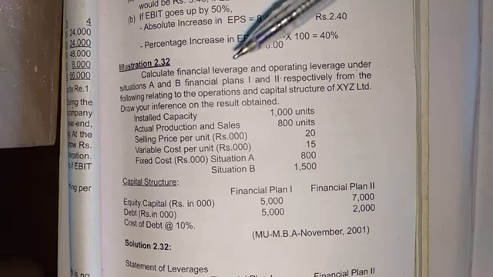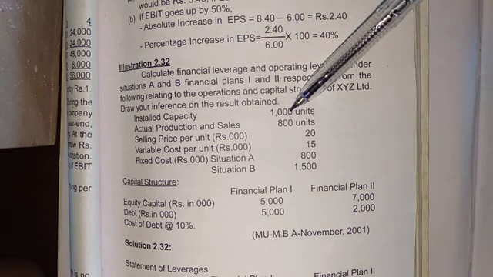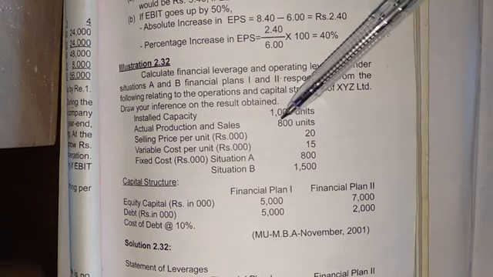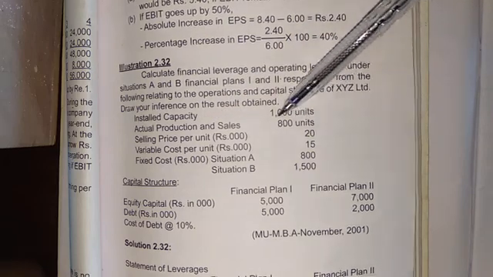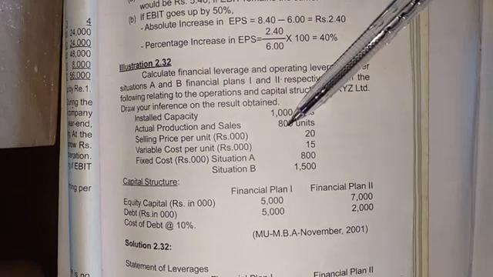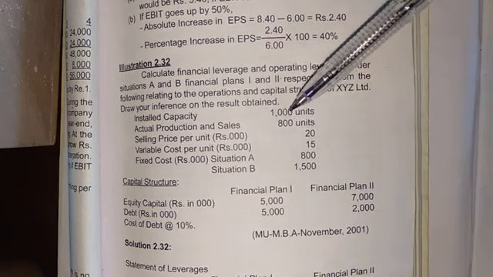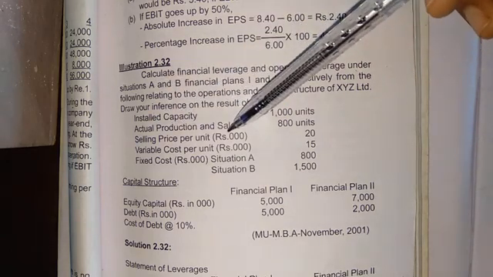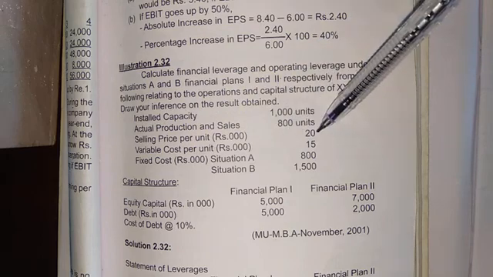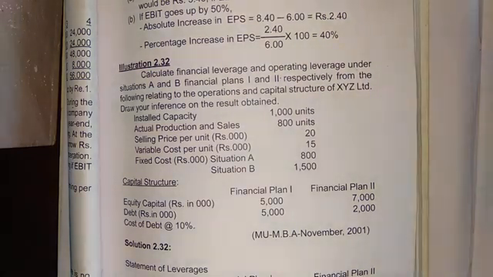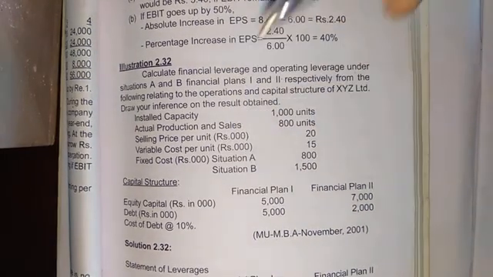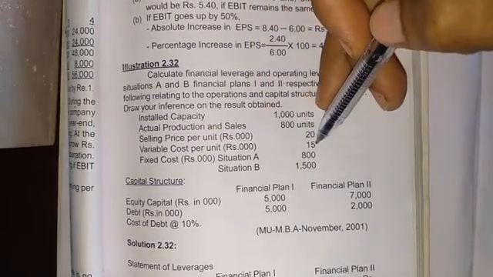Here the information given is: installed capacity is 1,000 units and actual production and sales is 800 units. So we need to take into consideration this information, that is actual production and sales. Then the selling price per unit is given in thousands, so rupees 20,000 per unit. Variable cost is 15,000 per unit.